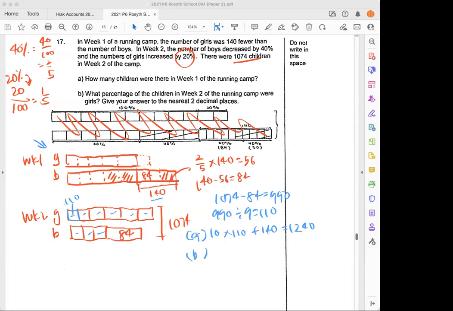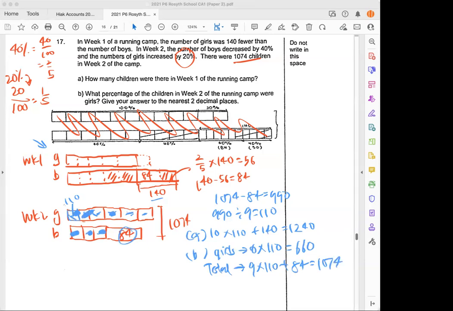Let's look at B. What percentage of children in week 2 of the running camp were girls? So let's look at week 2. How many girls are there? 1, 2, 3, 4, 5, 6. 6 units. So girls is 6 times 110, which is 660. For the total, how many units are there? 1, 2, 3, 4, 5, 6, 7, 8, 9. So it's 9 times 110 plus 84. This will give you 1074.